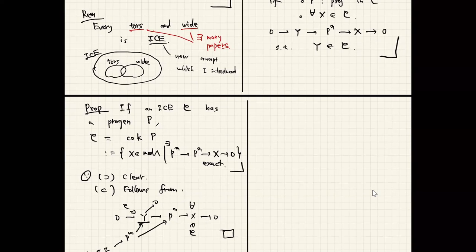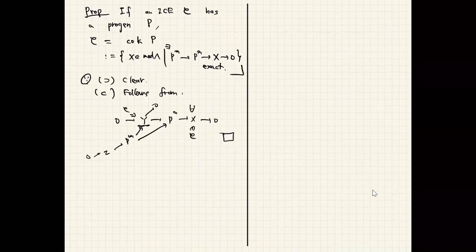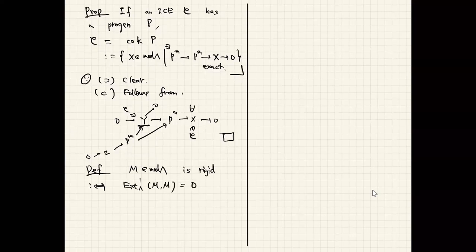So there is one thing I want to define before moving to the next section. A module M is rigid if the self-extension, the first extension group of M, vanishes.